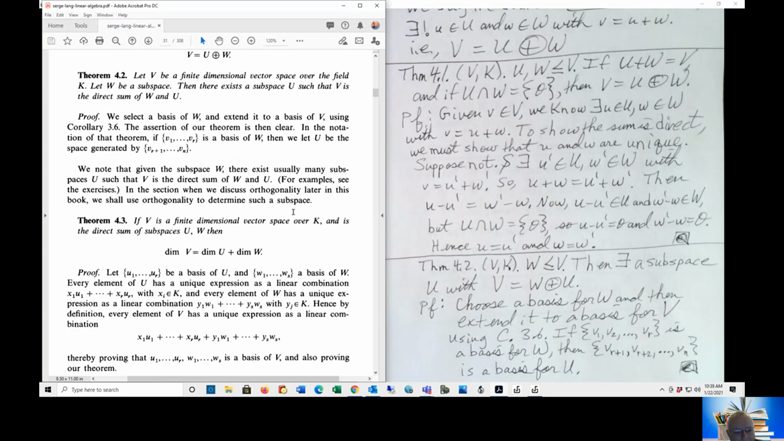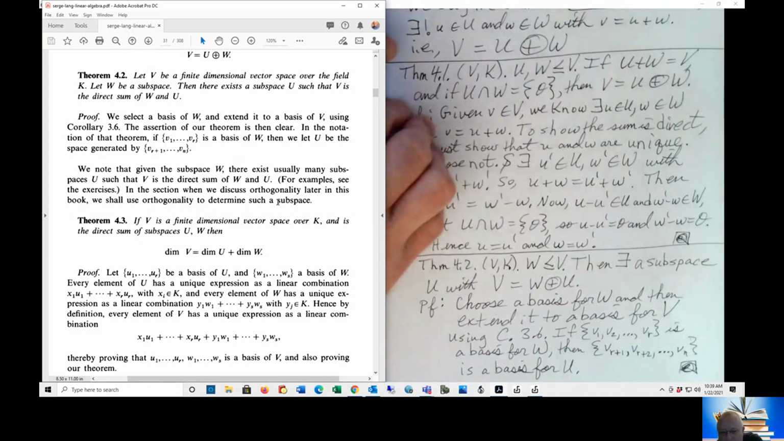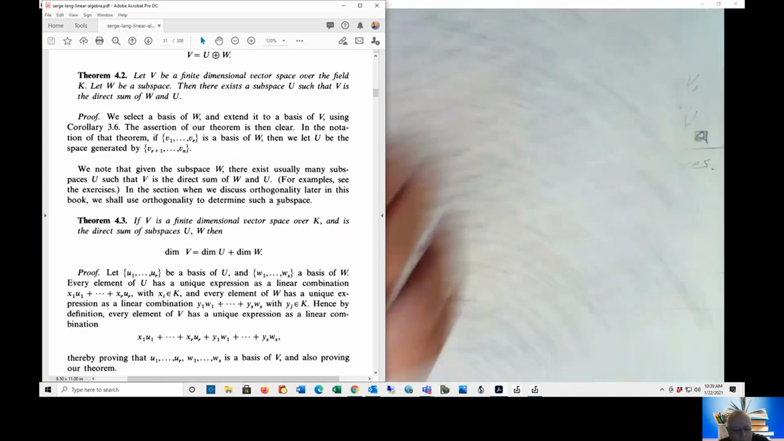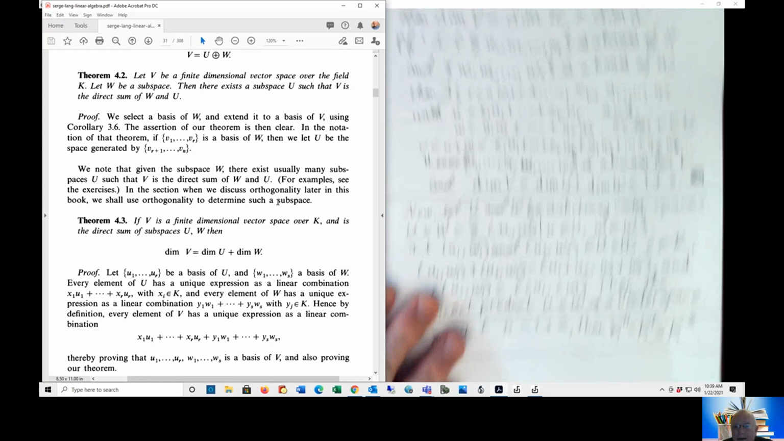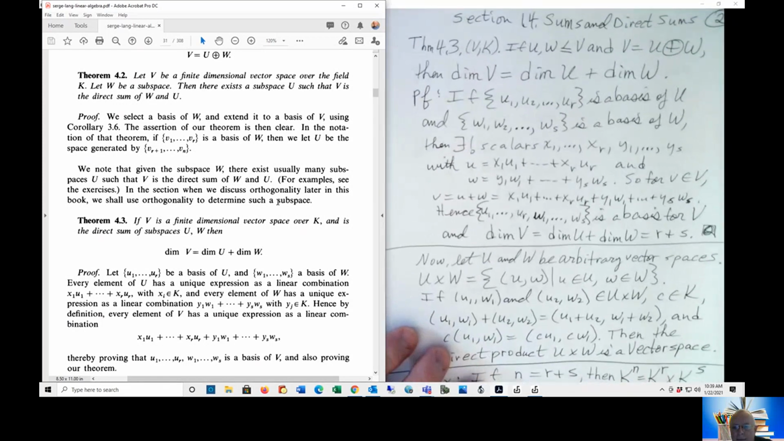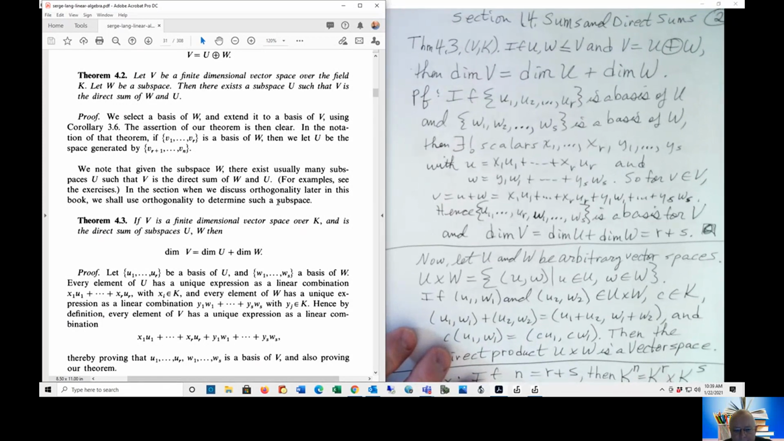So that we have then V is the direct sum of W and U. Okay? And then naturally following that theorem, we have a very important result in theorem 4.3. Theorem 4.3 about dimensions and direct sums.